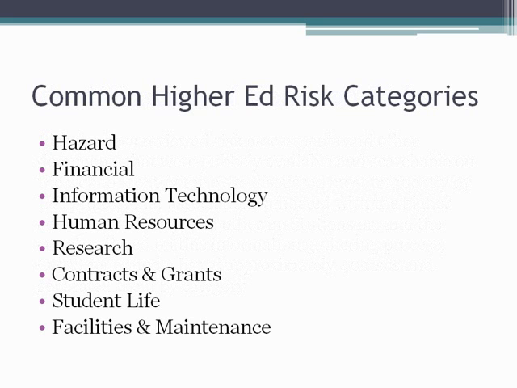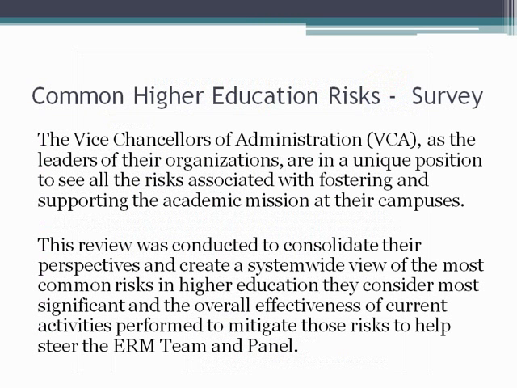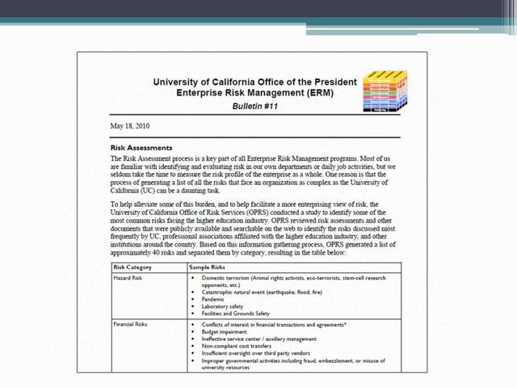So the results of this risk assessment were documented in Bulletin number 11, which is available on the ERM website. And it looks like this. So you can see some of the examples in the risk category for hazard. I know the type is really small, but it includes domestic terrorism, pandemic, laboratory safety, and other things along those lines.